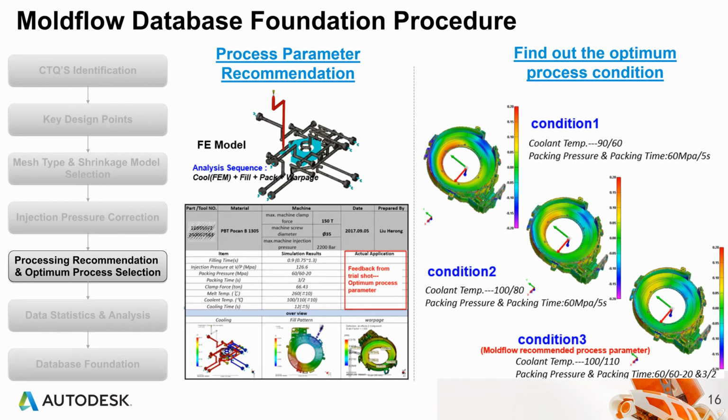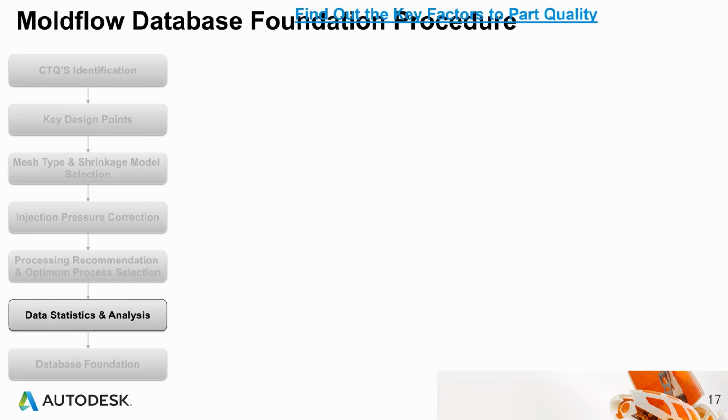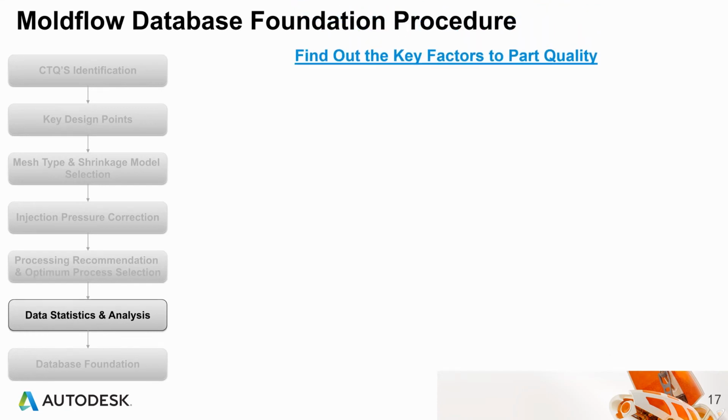As you can see, condition 3 is the best. And condition 3 is from the recommendation of Moldflow. So the processing recommendation with Moldflow is effective for state housing. Next, we should find out the key factors to part quality.